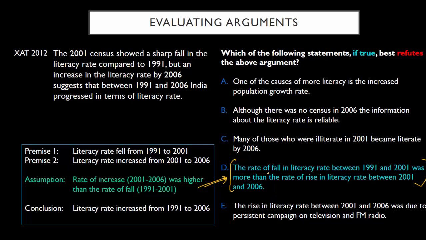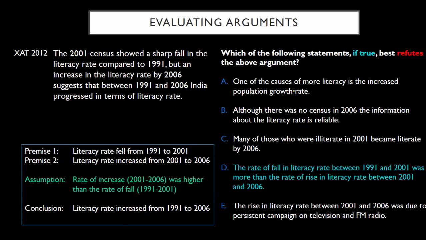What it means is the rate of fall in literacy rate was higher. Whatever fall was higher than the rise that happened, then how can you say from the first point to the last point there's an increase? If this is true, the literacy rate would have not increased but decreased, refuting the argument being given.